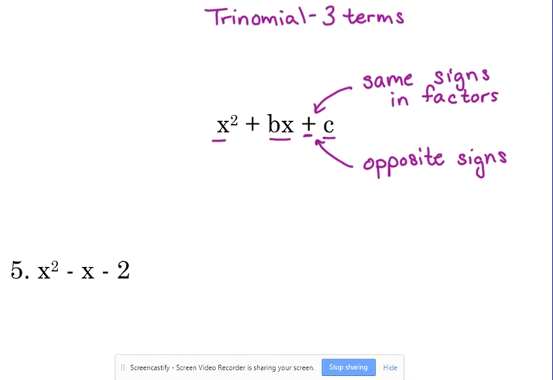If it's a minus, then you're going to have opposite signs in your factors. And if you have opposite signs, this one tells you which number is bigger: the bigger number gets that sign. So it's either a positive or a negative. It could be a negative as well, okay? You'll see what I'm talking about here in a second.